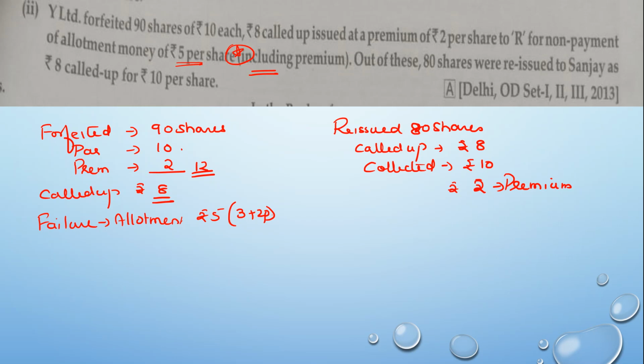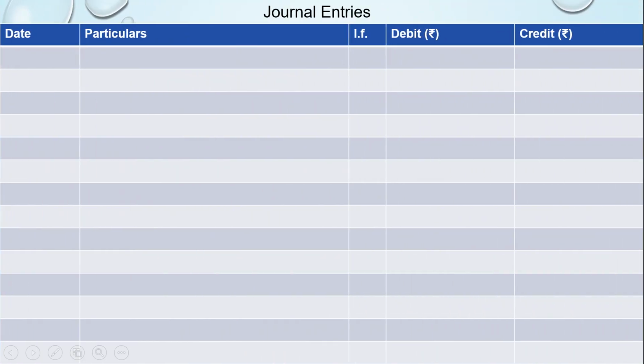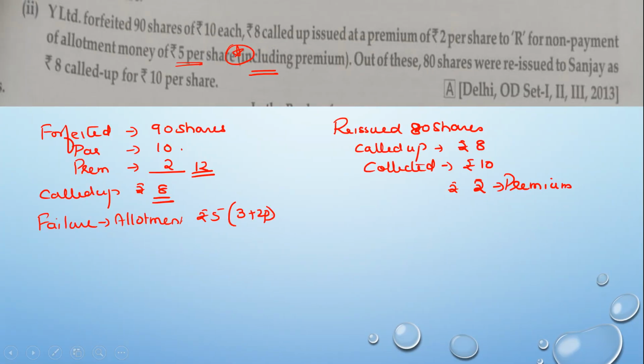But if the premium amount was not received, which means the failure to pay the amount which resulted in forfeiture was at that stage when the premium was supposed to be received, then we can say that the company has not received the premium. So when the premium is not received, you will have to reverse it in the forfeiture entry. In this case, the premium of 2 rupees was included at the allotment stage and the failure also was at the allotment stage. So this premium of 2 rupees has not been received. So having not been received, what are we going to do? We can reverse it. Okay.